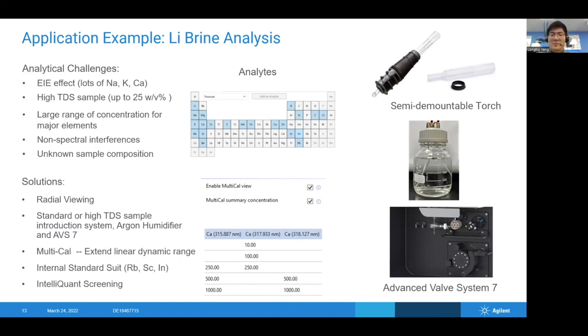To deal with non-spectral interferences, we picked a suite of internal standards to accurately correct for all analytes. And finally, to gain insight into unknown samples, we have the IntelliQuant screening tool.